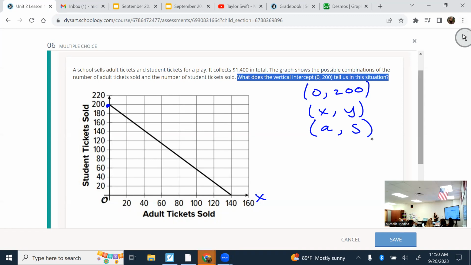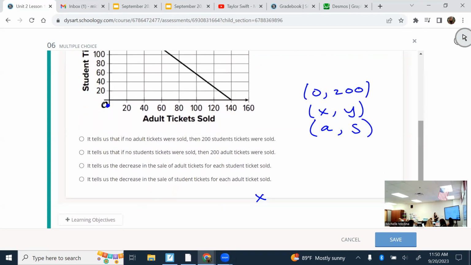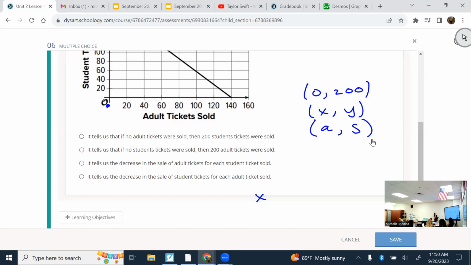So when you're picking your answer, the one that you should pick should tell you that no adult tickets were sold and 200 student tickets were sold. On my screen, which one would that be? If you can see it, it might be shuffled. On my screen, it's A. No adult tickets sold, 200 student tickets sold.